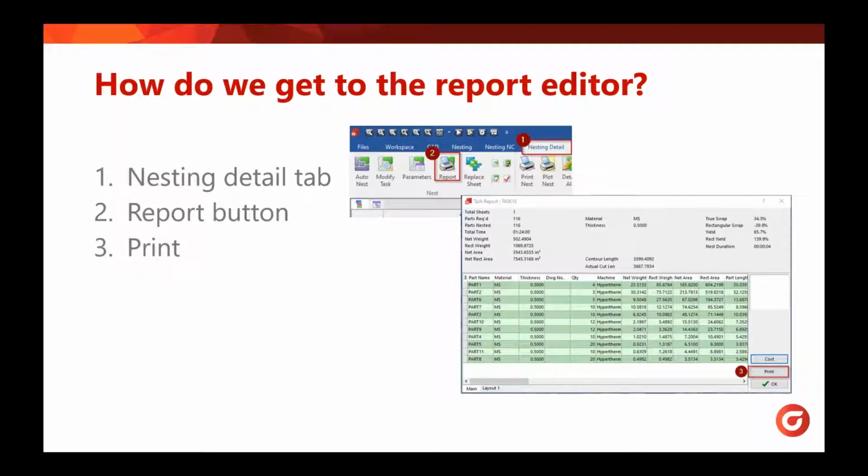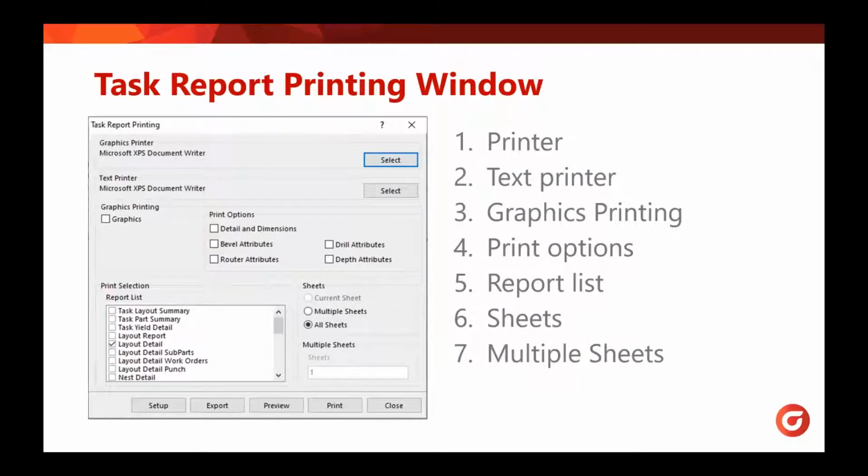And what you're going to see is on your nesting detail tab, after you've nested and NC'd and posted your program and all that sort of thing, you jump over here and click on the report button. You can print your reports from here, but this is also where we're going to go to get to the editor as well. So once you're in that task report printing, there's a lot in this box that you may not know what it does or what it corresponds to. Let me go ahead and run through what all these are.